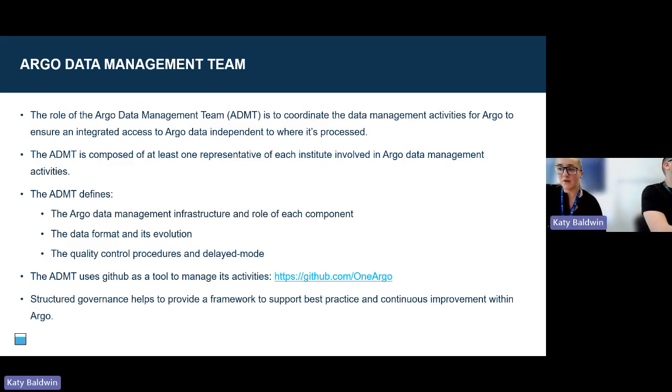The ADMT is composed of at least 1 member of each institute involved in Argo data management activities. The ADMT defines the Argo data management infrastructure and role of each component, the data format and its evolution, and the quality control procedures and delayed mode procedures. This provides structured governance and helps to provide a framework to support best practices and continuous improvement within Argo.